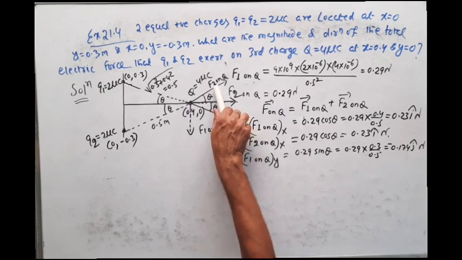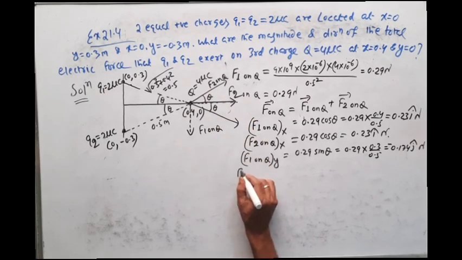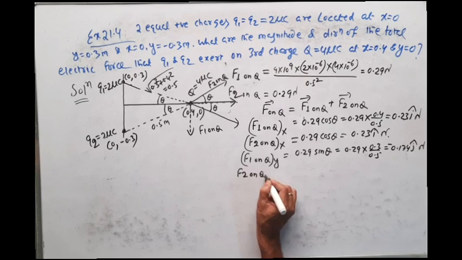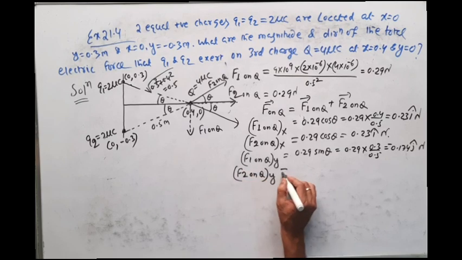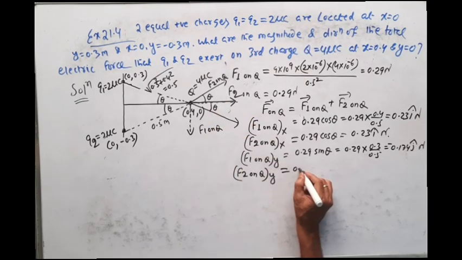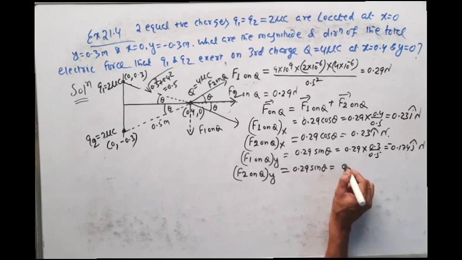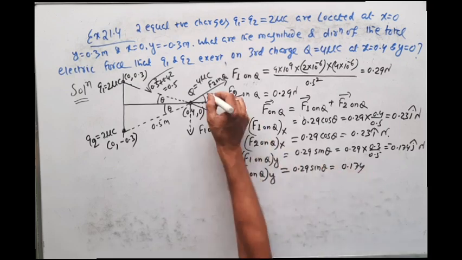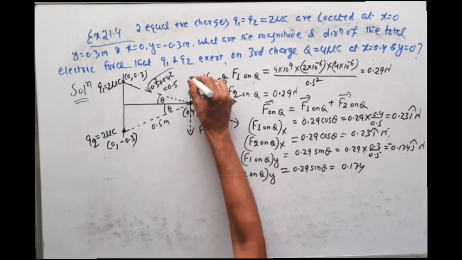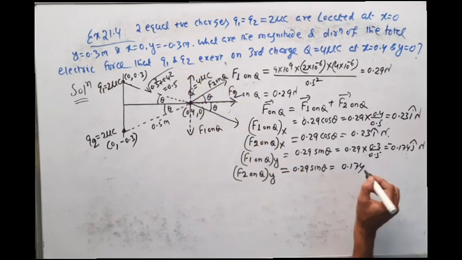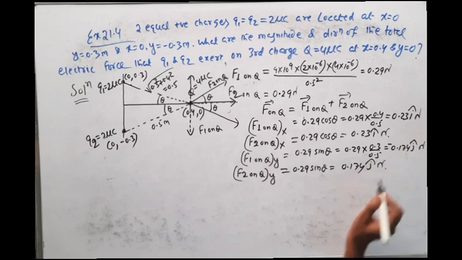Similarly, find out the y component of this F2 force. Y component of this force is equal to what? 0.29 sin theta, which is equal to 0.174. But here the y component will lie in the positive y direction. That's why I am writing j Newton.